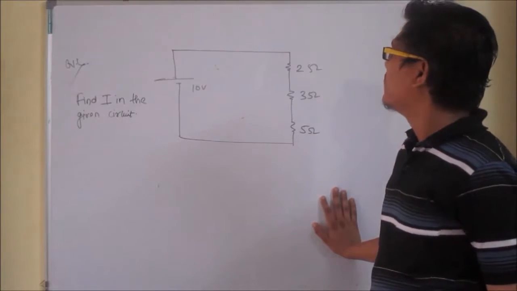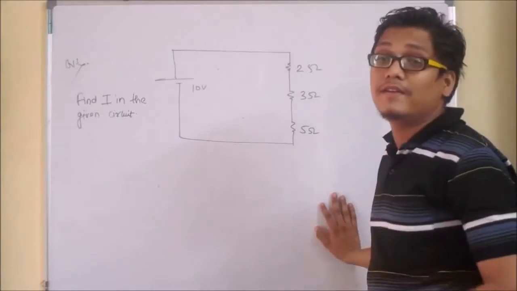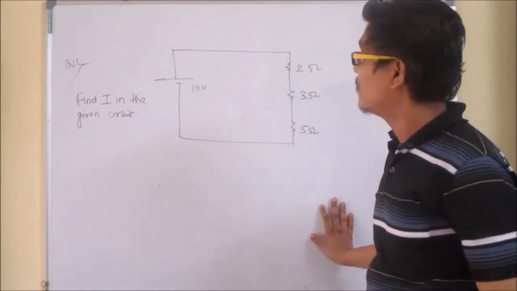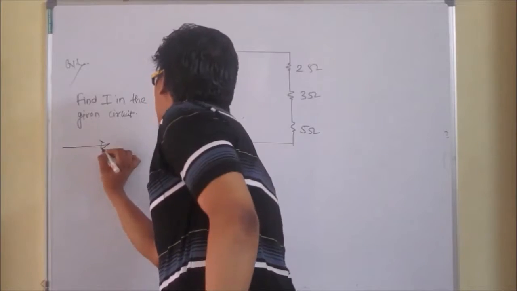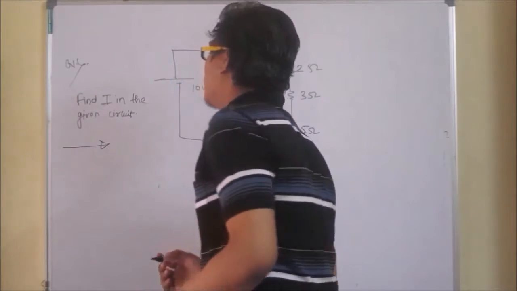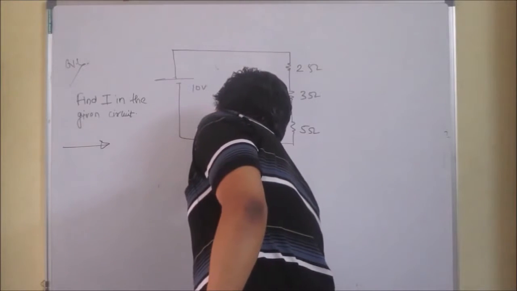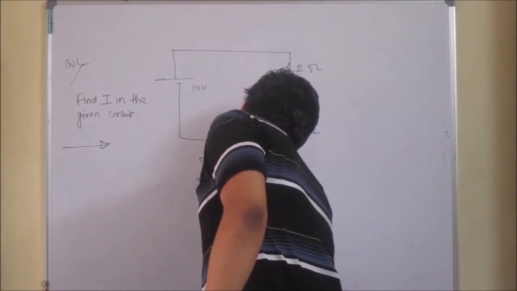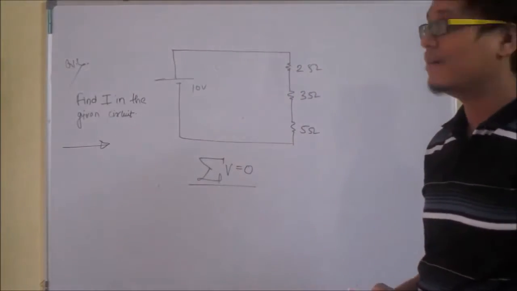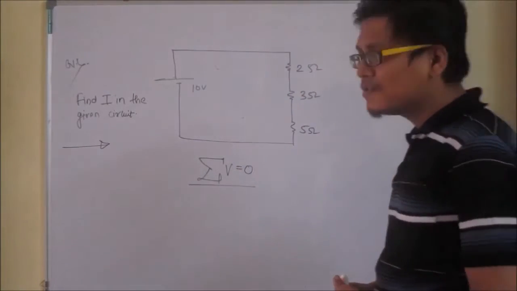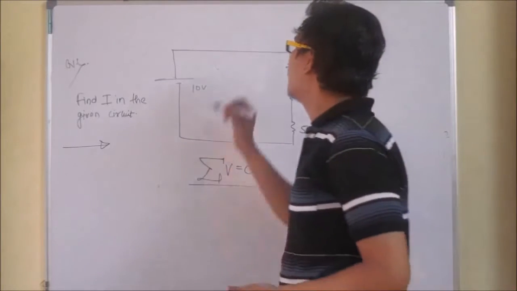Now, how to find the current? We will apply KVL here, that is Kirchoff's Voltage Law. What does KVL say? That the sum of all the voltages in a closed loop is equal to 0. I will be applying this concept over here. I will assume that a current I is flowing in the circuit.